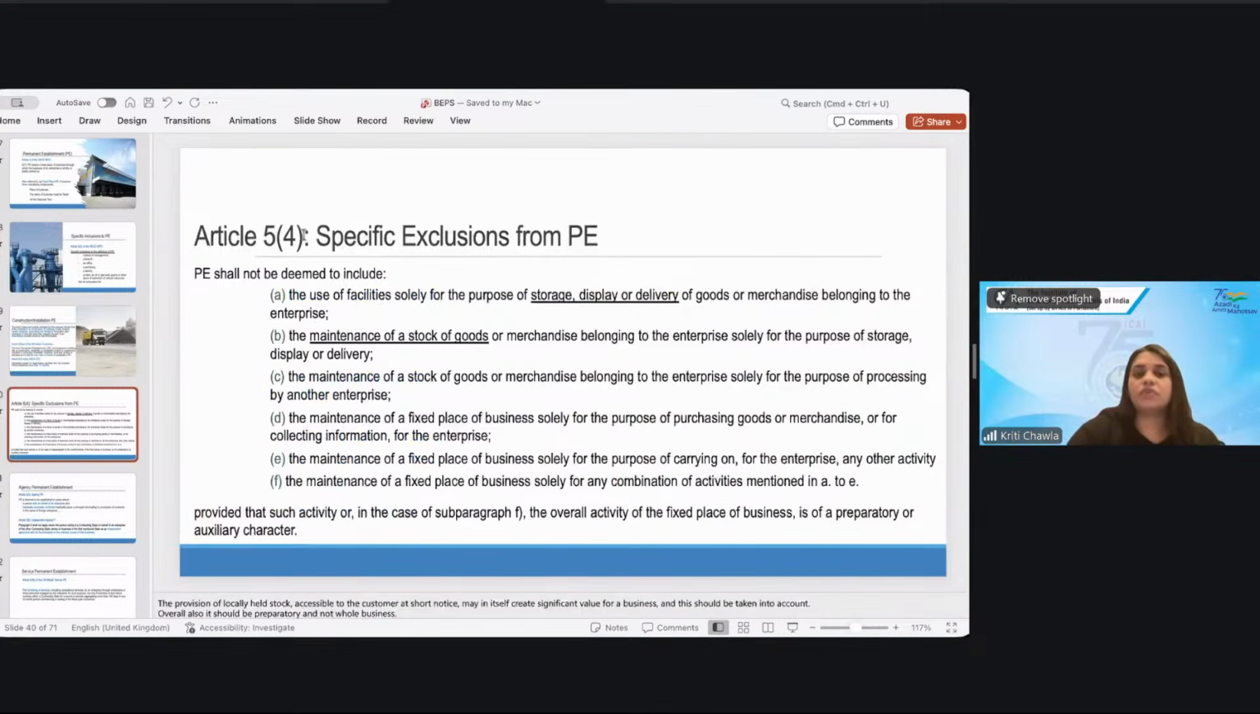Now, Article 5.4 talks about some specific exclusions from PE. They basically say that PE shall not be deemed to include storage, display, delivery of goods, or a place where stock is being maintained. What they're really trying to say is that if a particular activity is preparatory or auxiliary in character, well, then it's going to be excluded from permanent establishment. This will not construe a permanent establishment.